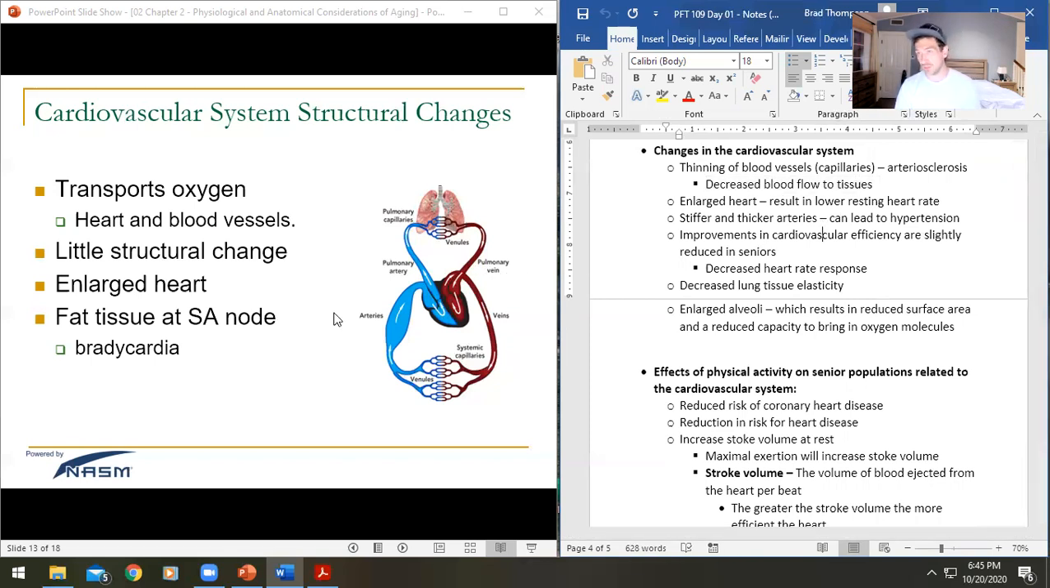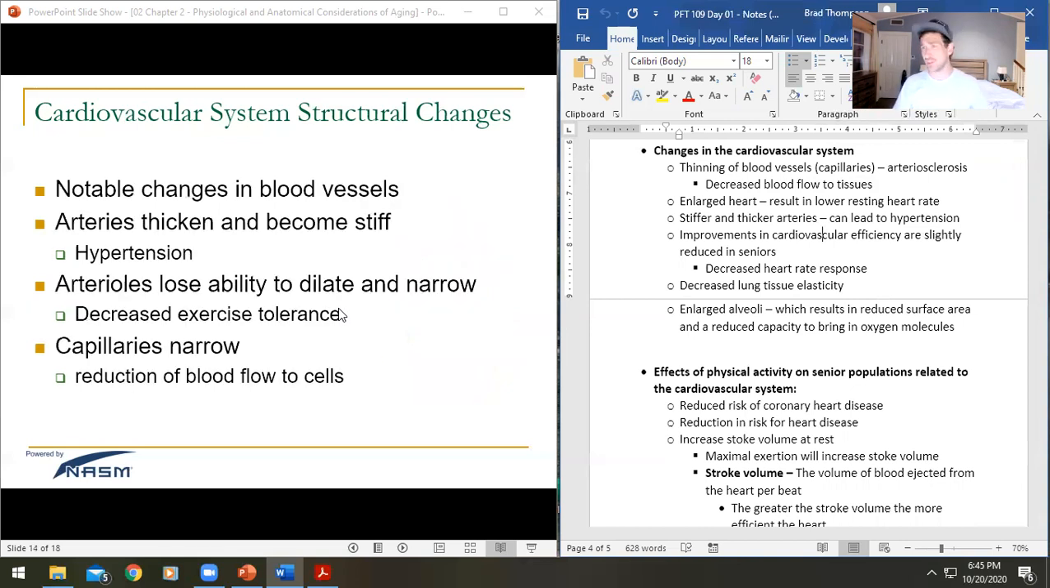This is also why we think of seniors bruising kind of easily. Those capillaries are thinner. It's much easier to break them, and then blood starts leaking out and it causes a bruise. We will see an enlarged heart. This is also one of the reasons we see a lower resting heart rate in our senior clients. One more reason we definitely want to use the Karvonen formula and the heart rate reserve method whenever we are assigning a target heart rate.